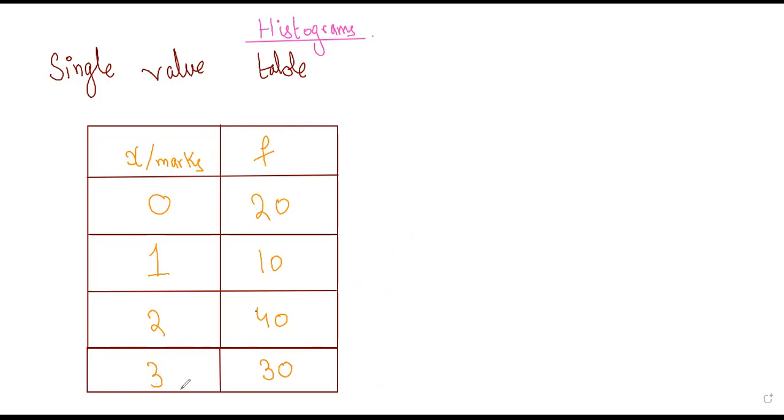Okay, and 30 students got 3 marks. Okay, all right, so this is the idea about single value table, but the thing is that we need to represent this data using a histogram. So let's just do that.